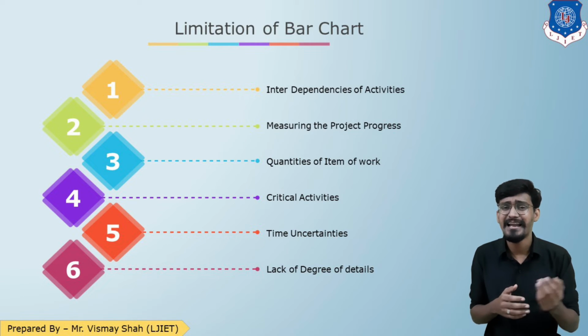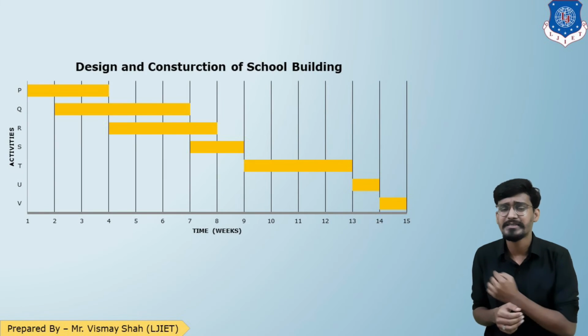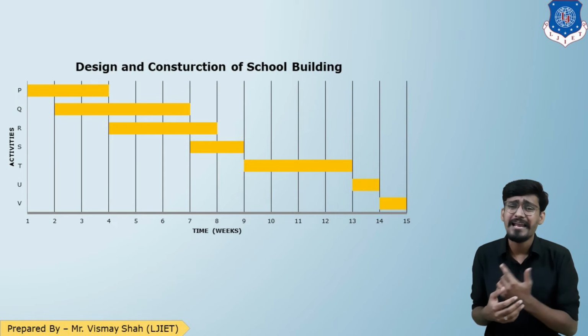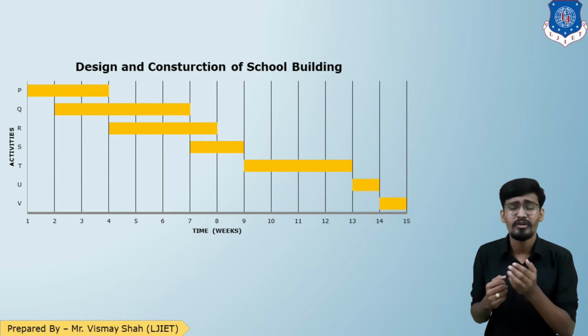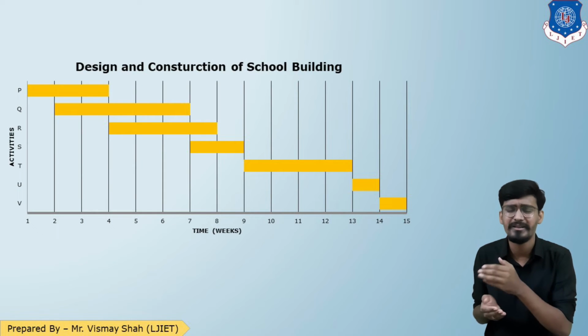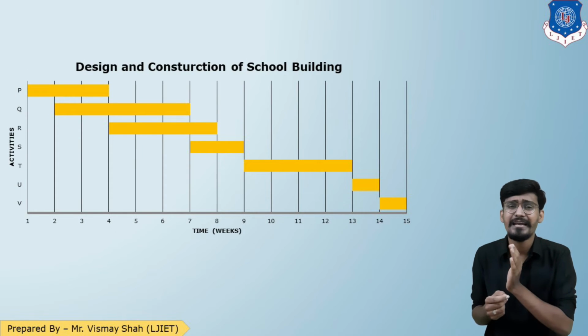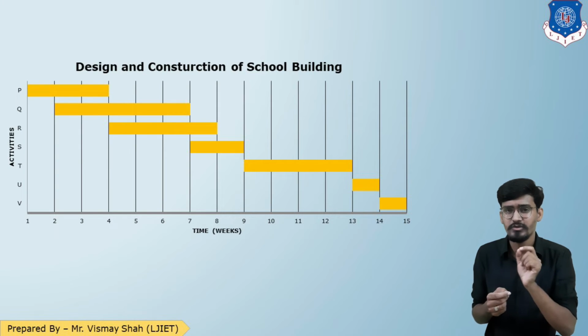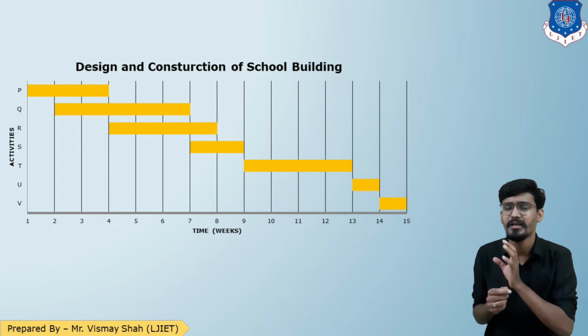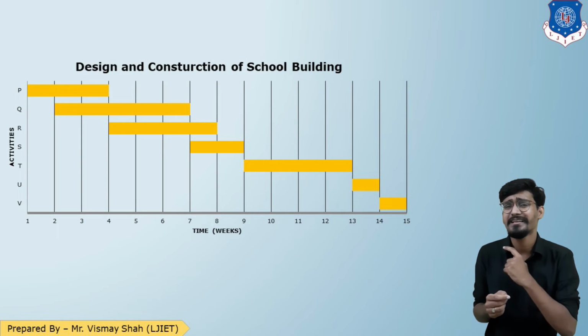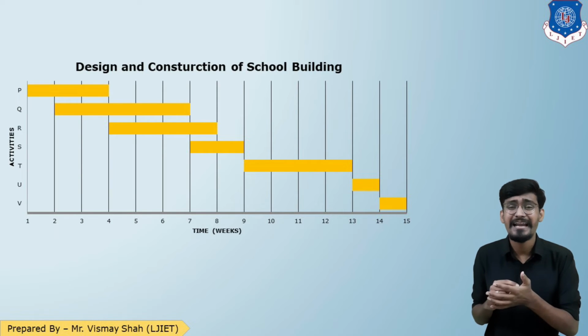Now to understand this, let's again come back to our example. Students, as you can see, these are the bars, and the project duration is 15 weeks. If I'm in the 10th week, I'm measuring and I get to know that activity P is completed fully. So I'm highlighting this bar P, as project progress, with another color. Let's consider blue color. So I'm highlighting this bar with blue color. That is entirely completed.